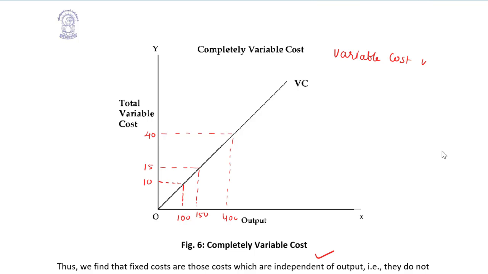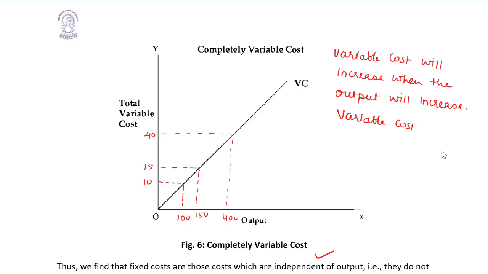Variable cost will increase when the output will increase, and variable cost will fall when the output will fall. Understood?